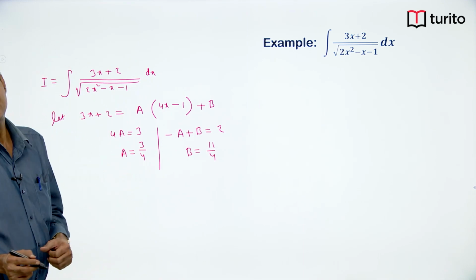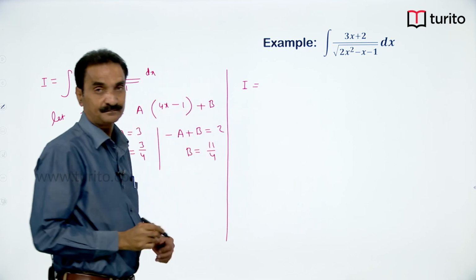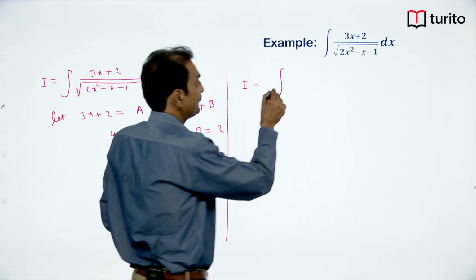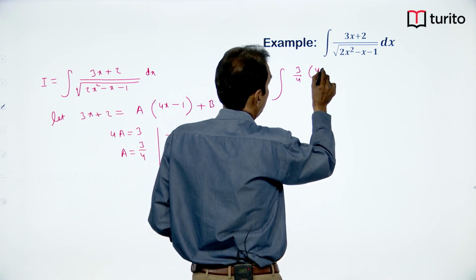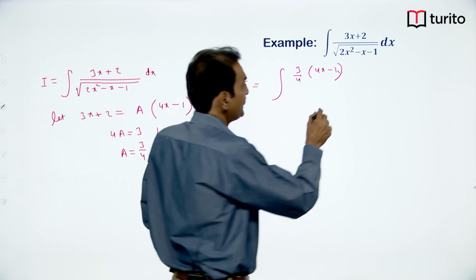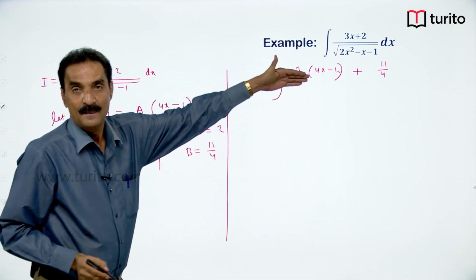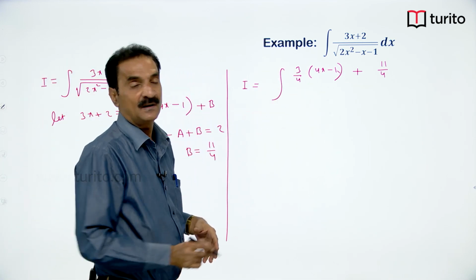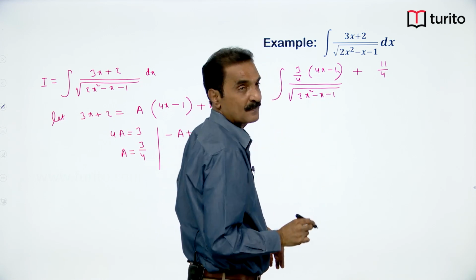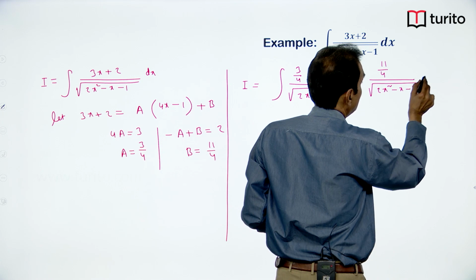Okay. After calculating a and b, now we write I is equal to the integral of a, which is 3 by 4, into 4x minus 1, plus b, which is 11 by 4, plus 11 by 4. This is the numerator. Now separate the denominator to this and this: this by root over 2x square minus x minus 1, and this by root over 2x square minus x minus 1 dx.